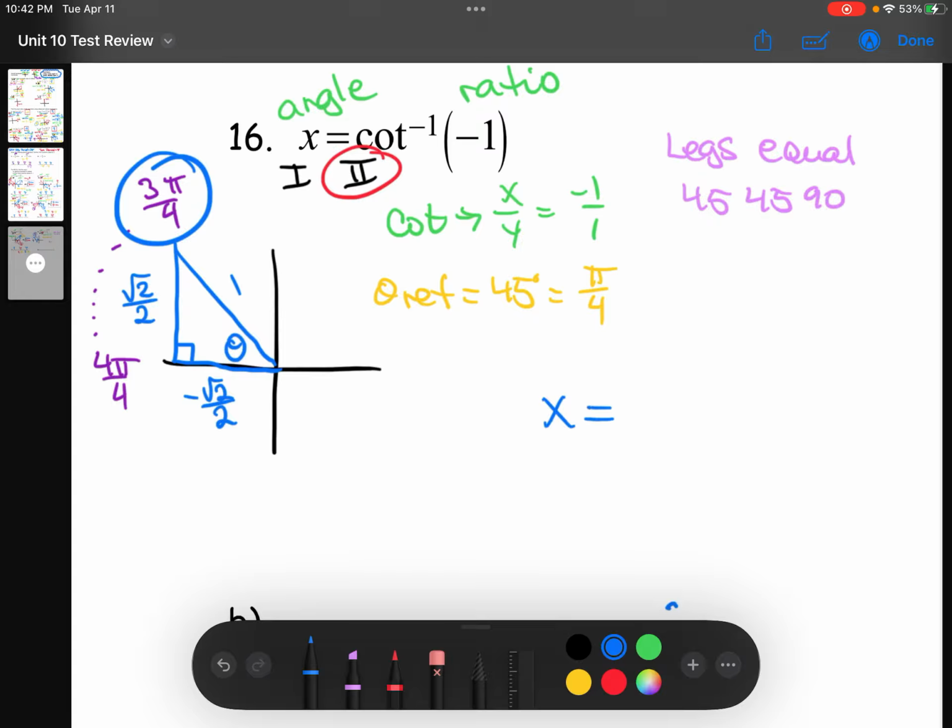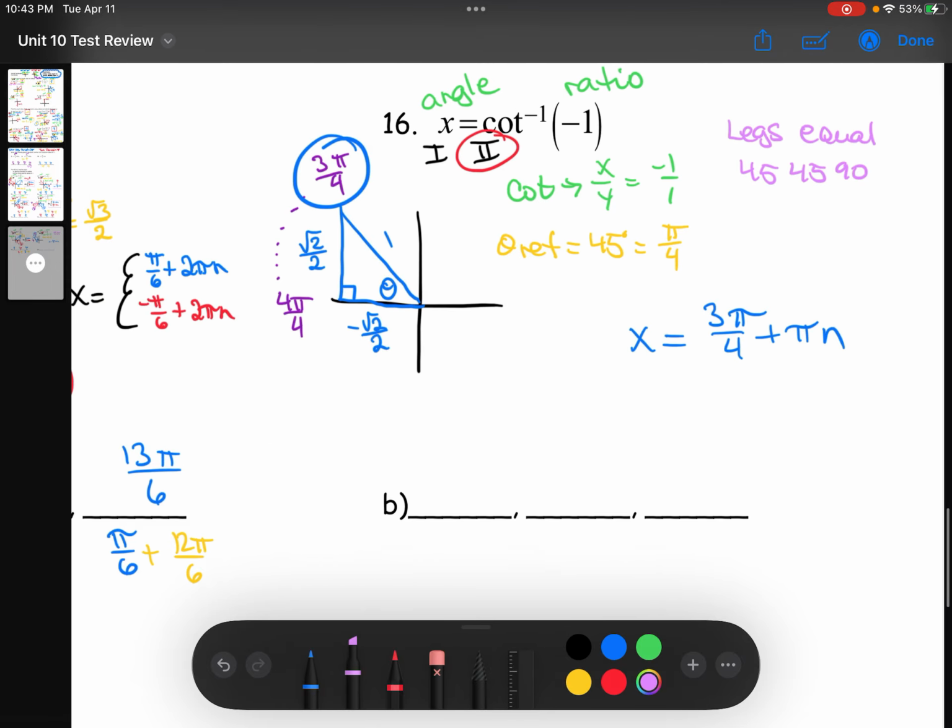So we can write our general solution right now. X equals 3 pi over 4 plus pi n. Because again, that period is only pi. So that first general solution, this is the general solution. We do not need another triangle or another general solution because tangent and cotangent have a period of pi.